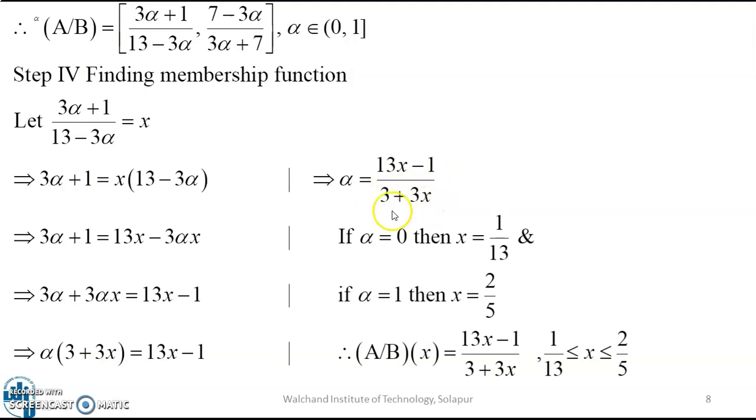It has a certain range. To find this range, we have to put alpha equal to 0 in this expression. After that we get x as 1 upon 13, and putting alpha equal to 1 in this expression, we get x as 2 by 5. We can easily see that this 1 by 13 is the smaller number than 2 by 5. Therefore, the first step for the A by B membership function is (13x - 1) upon (3 + 3x), where 1 upon 13 is less than or equal to x, less than or equal to 2 by 5.